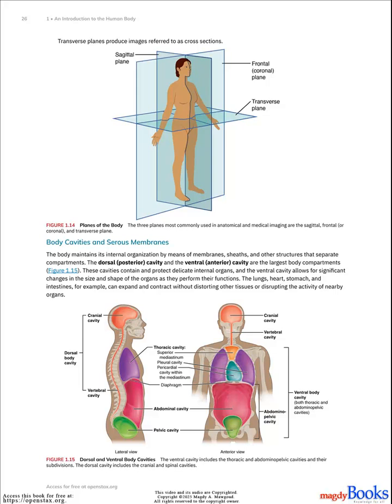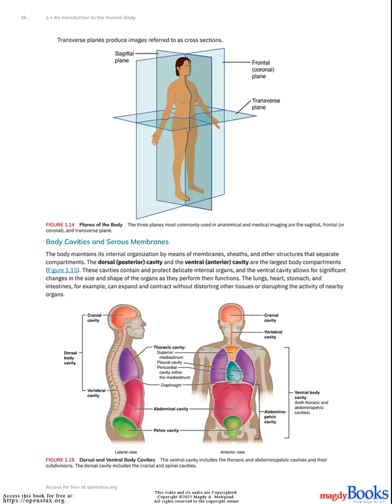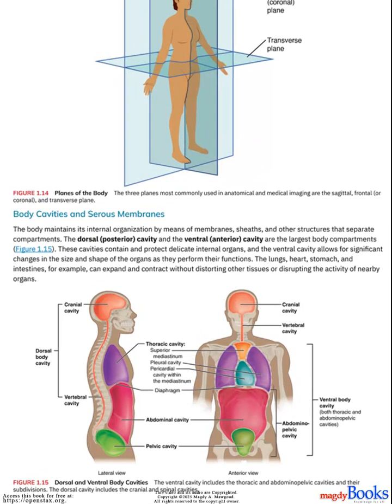Body cavities and serous membranes. The body maintains its internal organization by means of membranes, sheaths, and other structures that separate compartments. The dorsal, posterior, cavity and the ventral, anterior, cavity are the largest body compartments, Figure 1.15. These cavities contain and protect delicate internal organs, and the ventral cavity allows for significant changes in the size and shape of the organs as they perform their functions. The lungs, heart, stomach, and intestines, for example, can expand and contract without distorting other tissues or disrupting the activity of nearby organs.